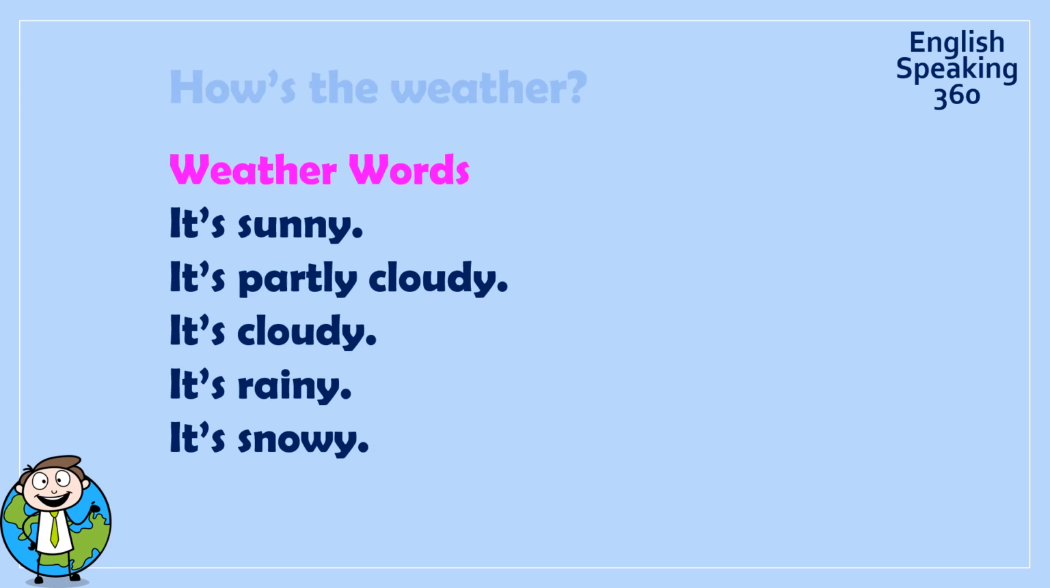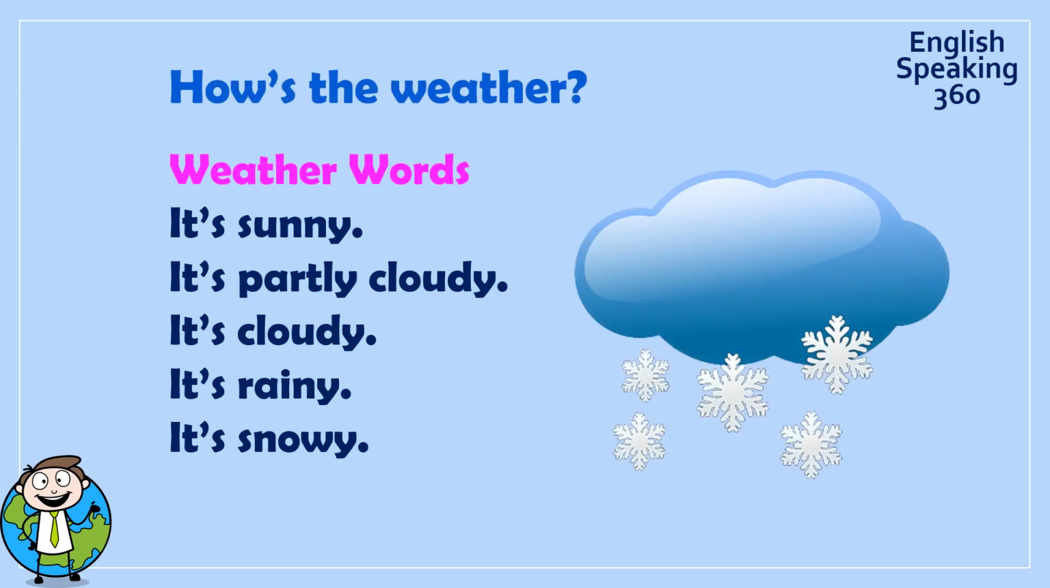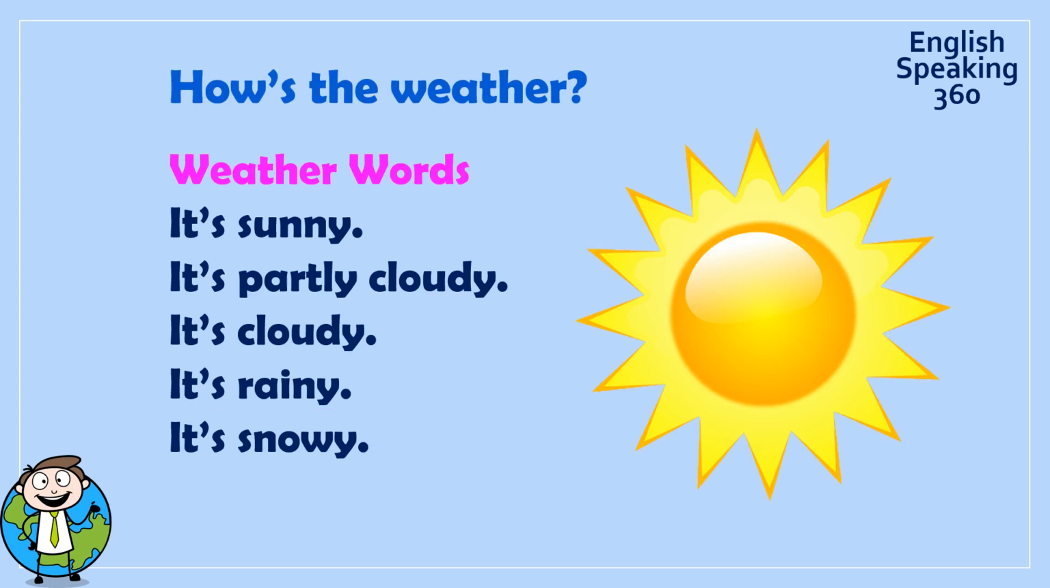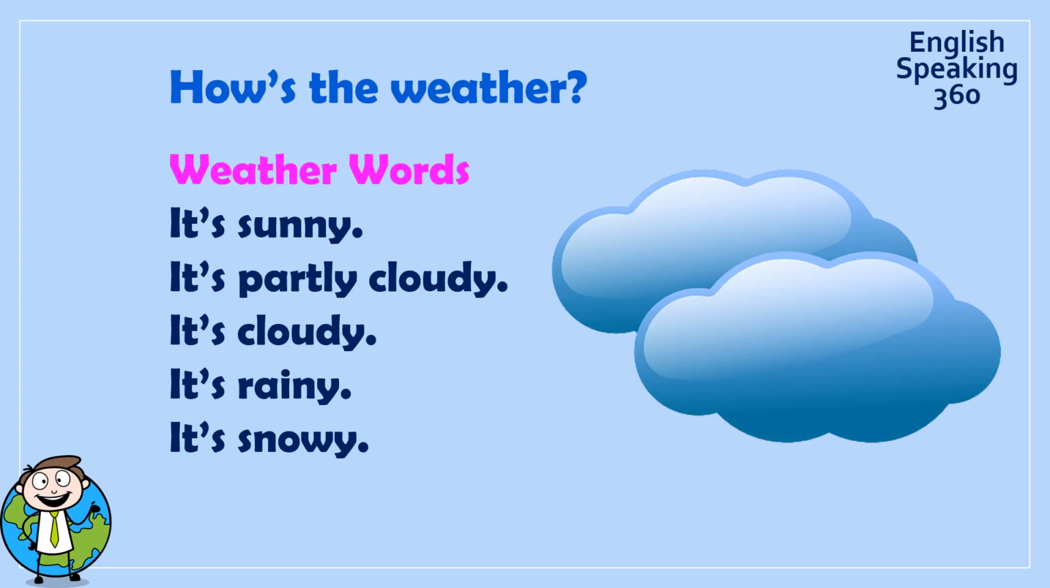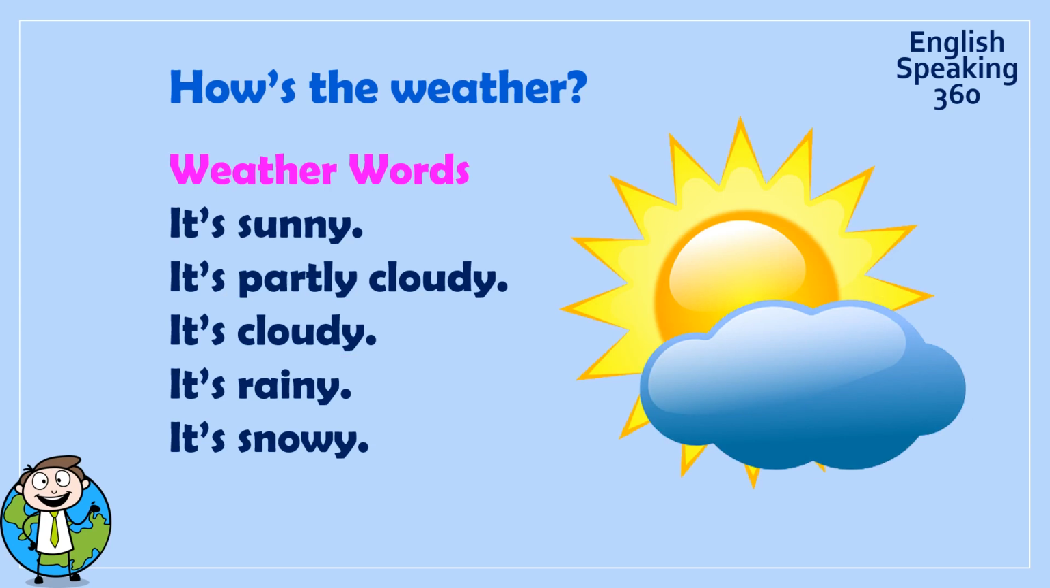Now let's try. How's the weather? What did you say? It's snowy. How's the weather? It's sunny. How's the weather? It's rainy. How's the weather? It's cloudy. How's the weather? It's partly cloudy.